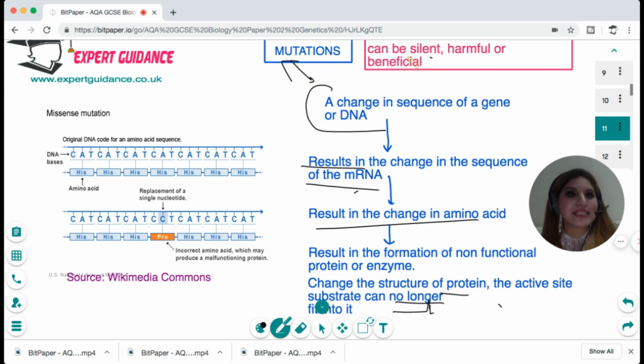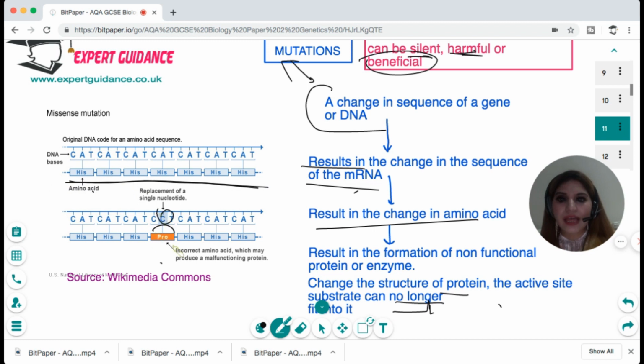Now, this can be silent because it results in a change of the base that does not make any change to the amino acid. Harmful if it causes any disease, or beneficial, it gives some extra characteristics to an organism. Okay, so you can see in this, our original amino acid chain is all His, but with the change of one amino acid, the His amino acid changed to Pro, and that's what caused a malfunctioning protein.